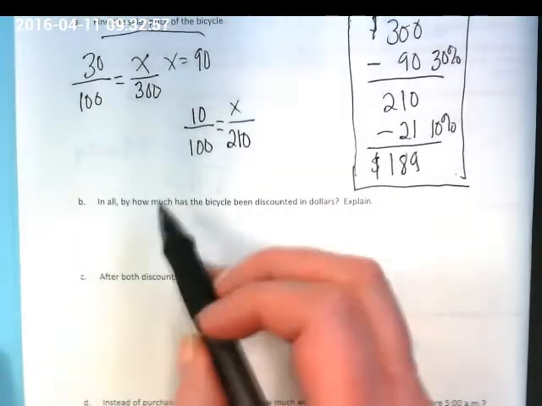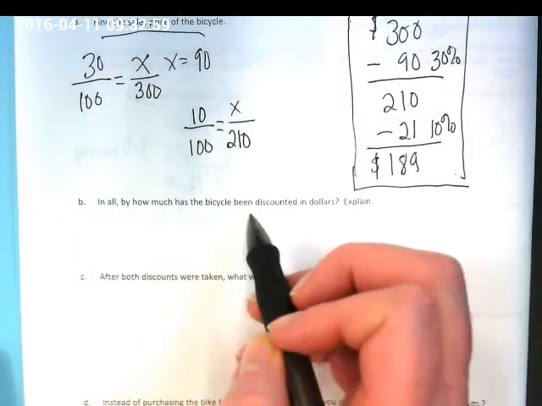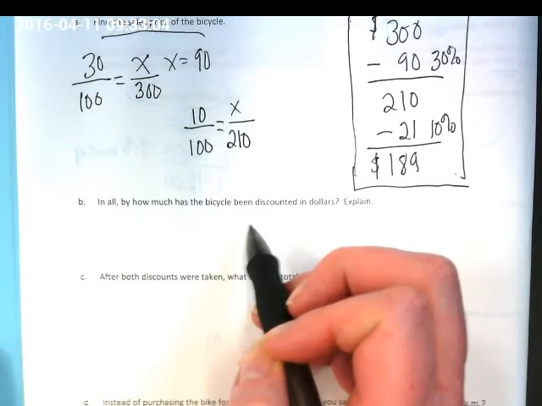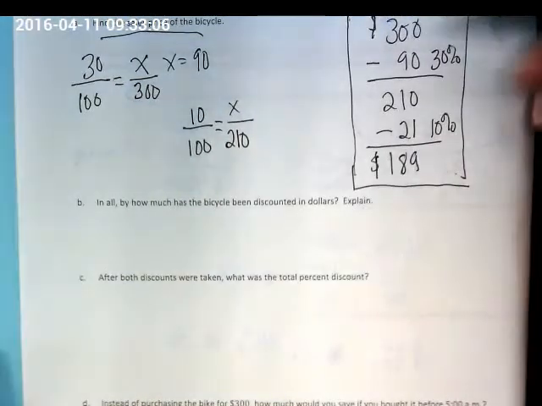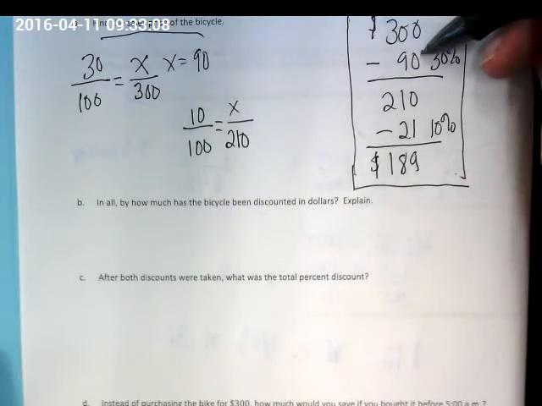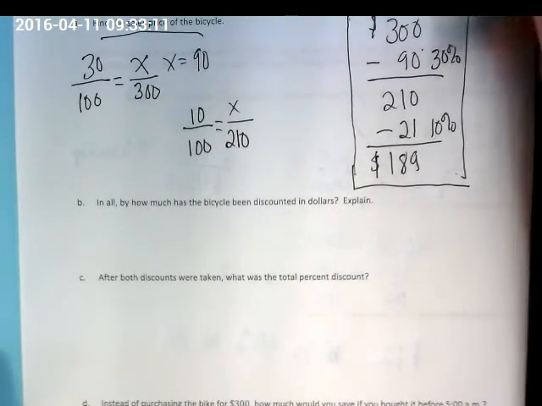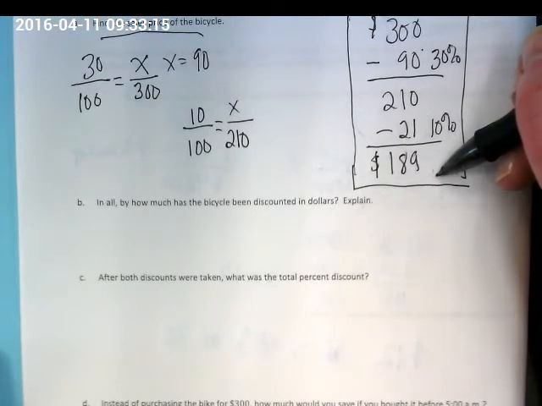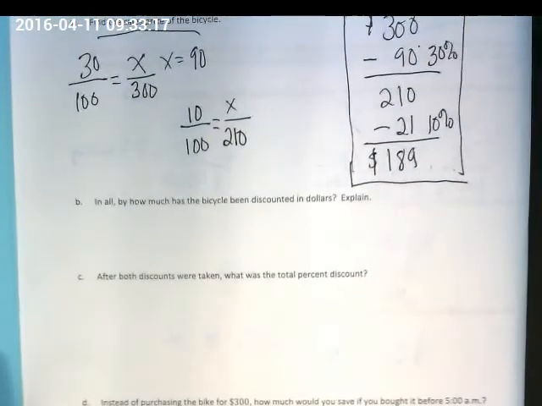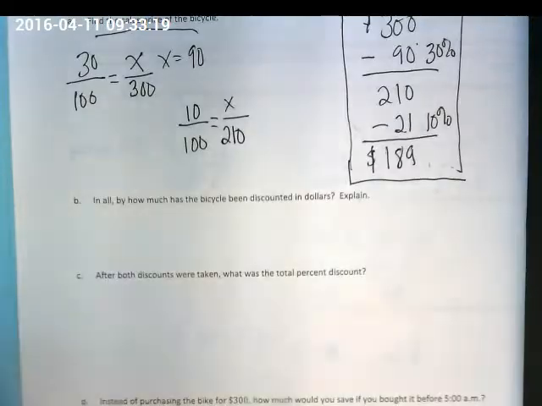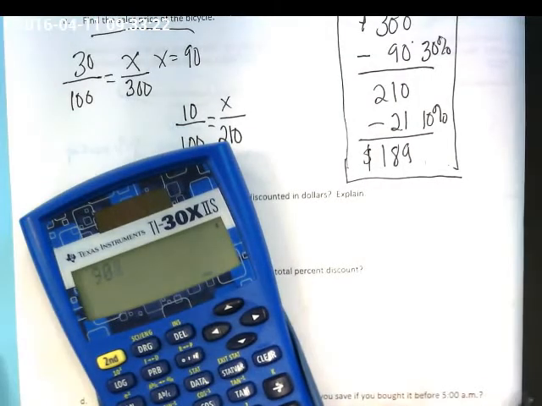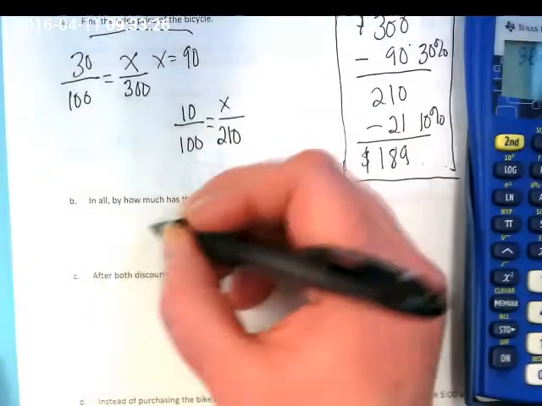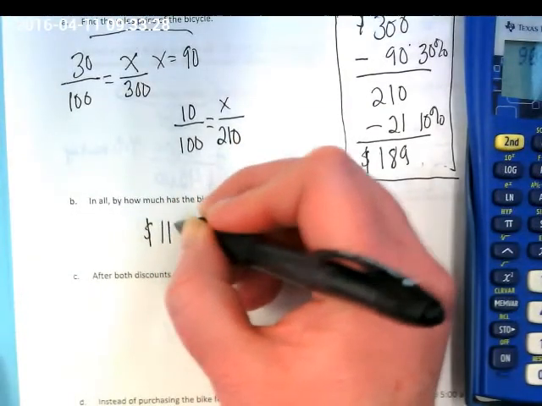All right. In all, by how much has the bicycle been discounted in dollars? What information do we need to combine to find this answer? This one and, or we could take 300 and subtract the 189, and that's going to give us what the total discount was, right? So we're going to clear one more time, and I've got 90 plus 21. What does that give us? In all, it was discounted $111.